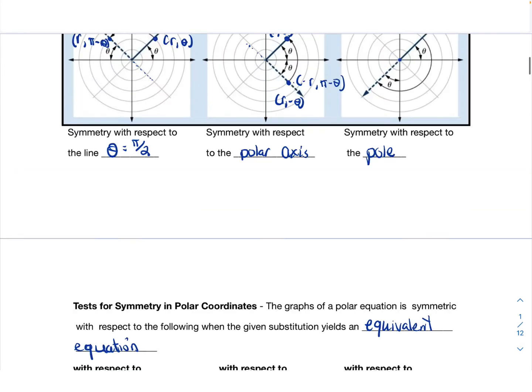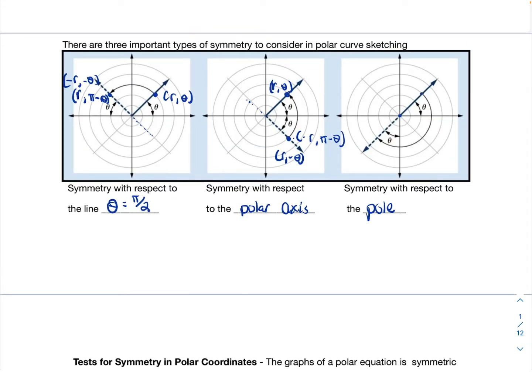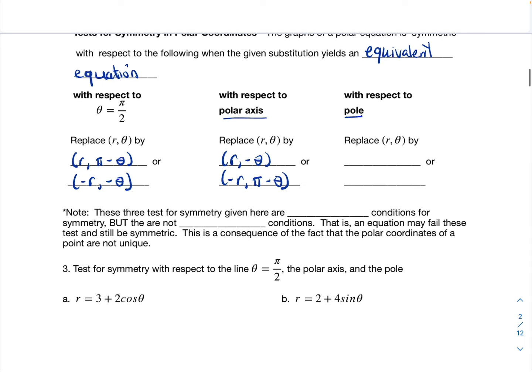How do we test to see if it's symmetric with respect to the pole? The pole is sort of like the origin on our xy axis. So if I have the point r theta, notice that this point over here has the opposite r, but the same theta. Or I could have the same radius, and then I'll be in quadrant 3, so the angle would be pi plus theta. So to test for symmetry with respect to the pole, replace r theta with negative r and theta, or with r and pi plus theta.